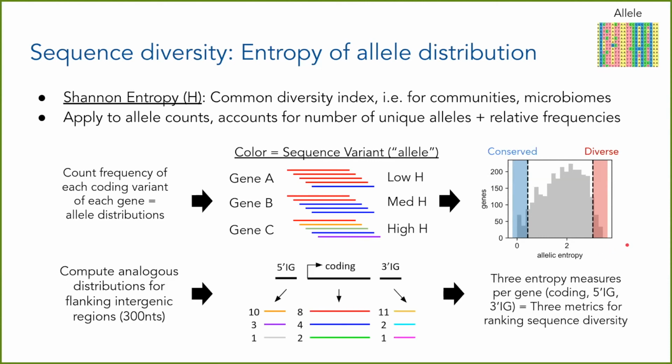And so this approach isn't limited to just the coding region. We also extended it to look at the sequence variability in the immediate flanking intergenic regions. Specifically, we did similar variant counts for the 300 nucleotides immediately upstream and downstream of the gene as observed in each pangenome. And by plugging these counts into the same entropy measure, we get 3 different entropy measures for characterizing the level of sequence diversity, one for its coding diversity, 5' intergenic diversity, and 3' intergenic diversity, ultimately yielding 3 metrics by which we can rank genes by their sequence diversity.